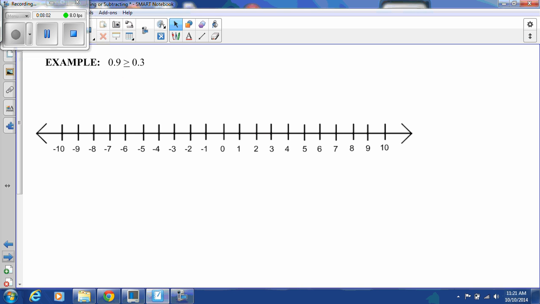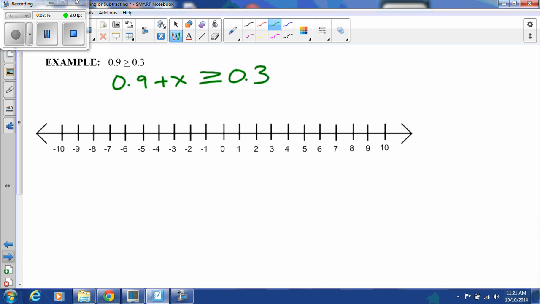Another example, I left my variable out of this one. Well, let's just make it up then. Let's do 0.9 plus x is greater than or equal to 3/10. I want to get rid of the 9/10, so I'm going to subtract 9/10 from both sides. Remember, I'm adding its inverse. These are decimals, but that's okay.